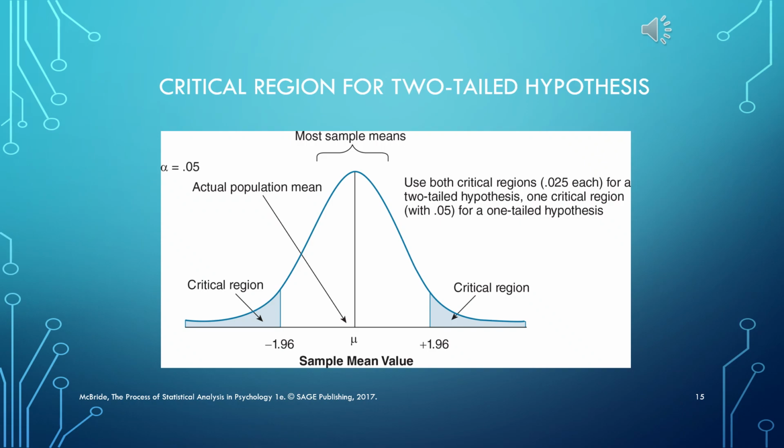You would find a z-score of 1.96. So if there's a z-score or a mean that falls above 1.96 standard deviations from the mean or below 1.96 standard deviations from the mean, that means that sample does not probably come from this distribution, and we reject the null.